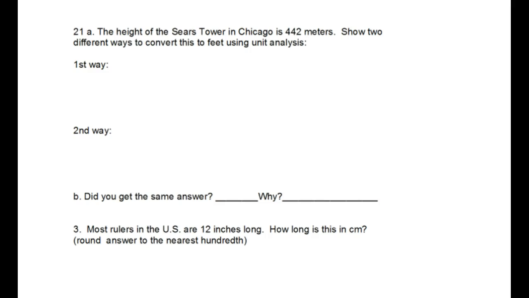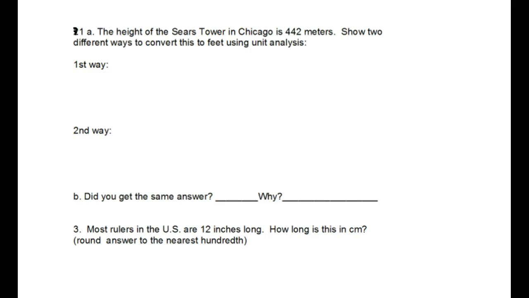Okay, so let's take a look at this. I'm not sure why it has 21A there. It should be just 1A. I've got two parts here. The height of the Sears Tower in Chicago is 442 meters. Show two different ways to convert this to feet using unit analysis. If you look at your chart, we have a couple different feet to meters conversions.